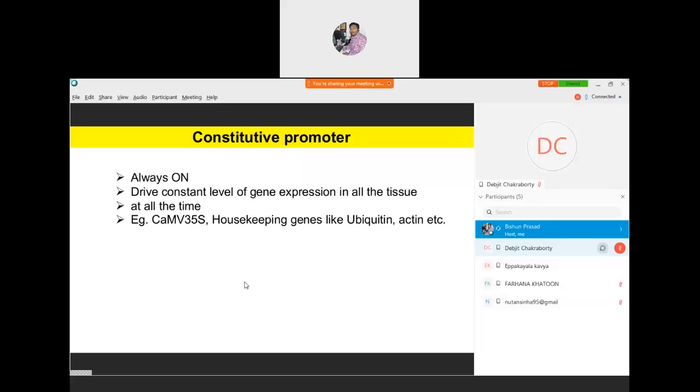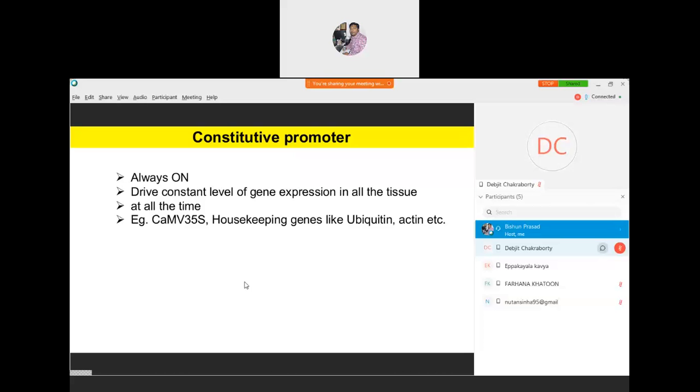Okay. So constitutive promoters, as the name itself indicates, are always on. So if an organism is alive, in that case, these types of promoters are always on. It cannot be switched off. So this is the first important point. The second important point is the level of expression is always the same in all the tissues and at all time points. So if some gene is cloned under a constitutive promoter, the level of gene expression is almost the same in all the tissue parts at all the time points.